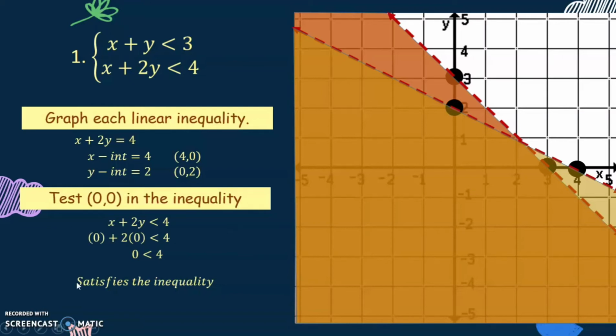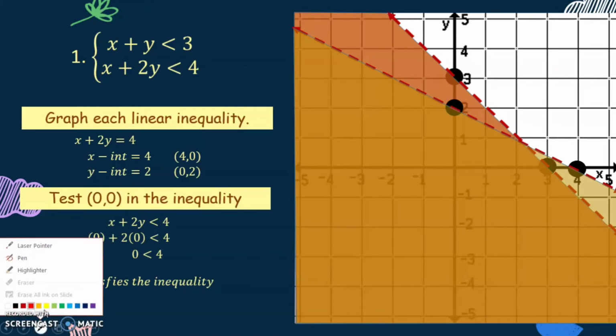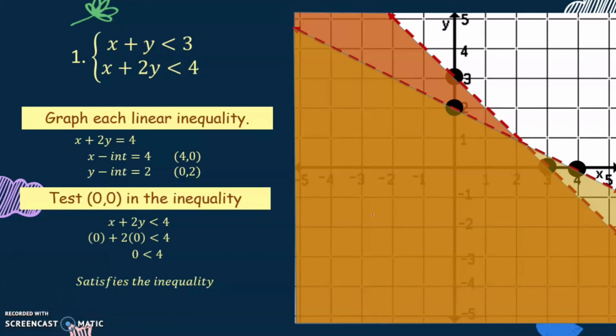So for example, let's pick an ordered pair that is in the overlap region. Let's say we have (-2, 1). And let's check if (-2, 1) is a solution of the given system. So x is negative 2 and y is positive 1. x plus y must be less than 3. So negative 2 plus 1 is negative 1. Is negative 1 less than 3? Yes, so it satisfies the first inequality.